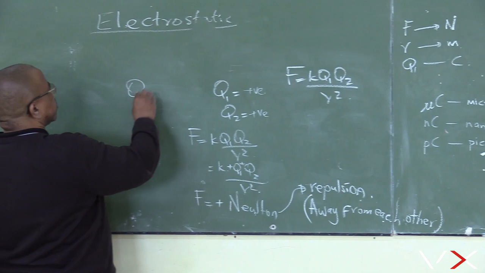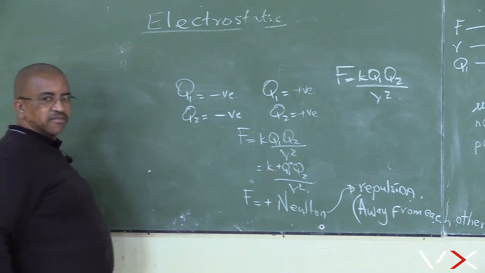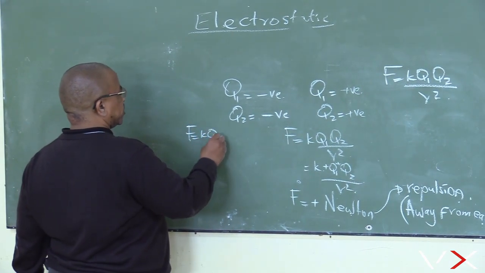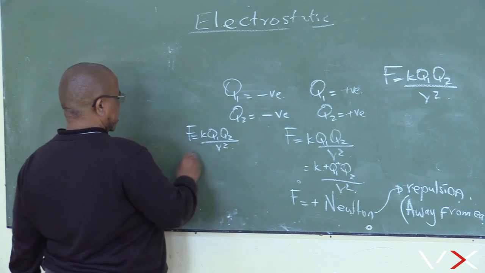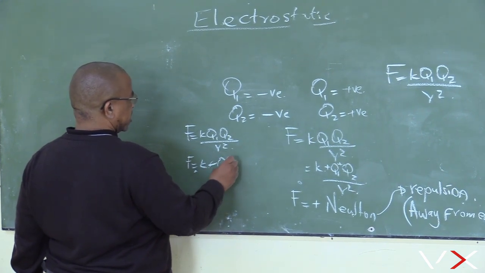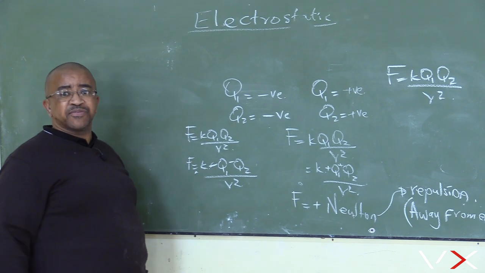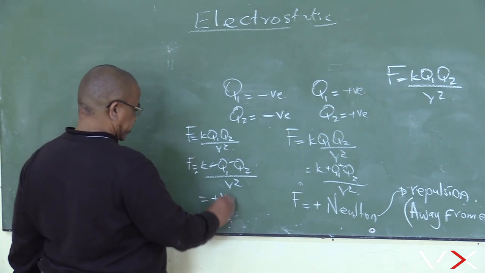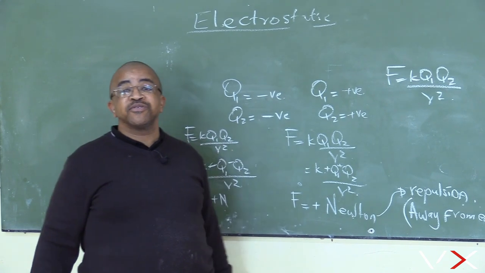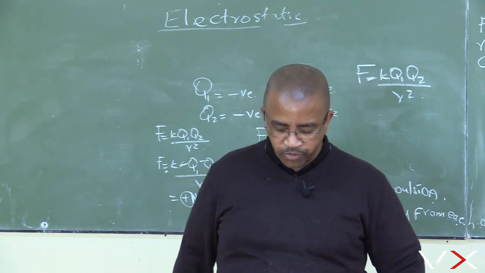Kuyafana bakwethu. Ngiyazi uyangibuza ukuthi manje hey ngambamba umaseko ho uma ku negative no negative. No problem. F is K Q1 Q2 over R squared. F is K, minus Q1, minus Q2, over R squared. Negative times negative is positive. So the force will still be positive. If the charges are the same, then the sign of the force will be positive. And if the sign of the force is positive, then it means repulsion or away from each other.